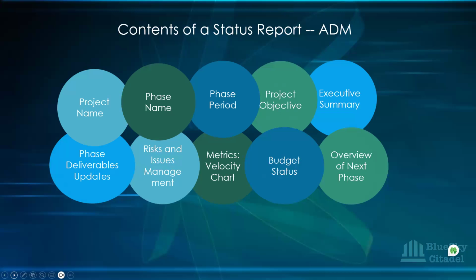Have you spent more than what we budgeted for and all that? So you want to put the budget status there. And again, you want to put the overview of the next phase. What is the goal for the next phase and all that? You want to put that also in your report as an APM or an ADM.